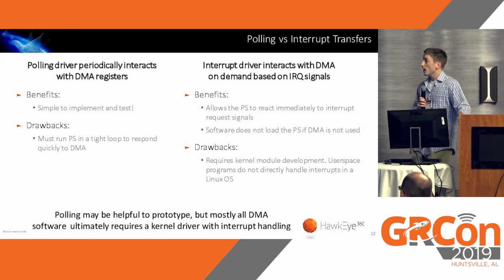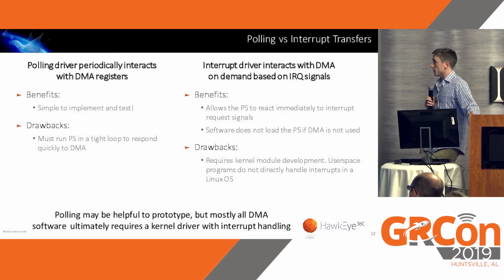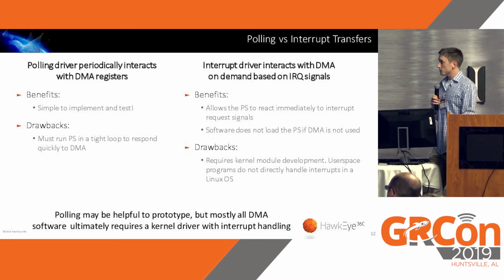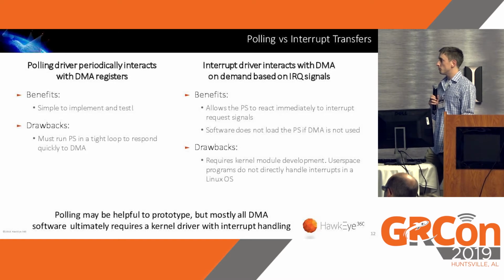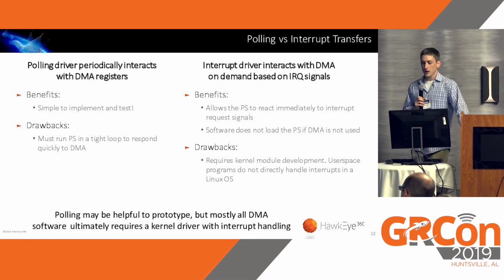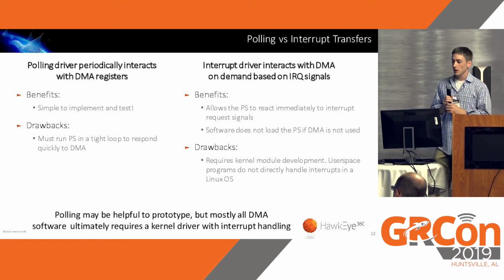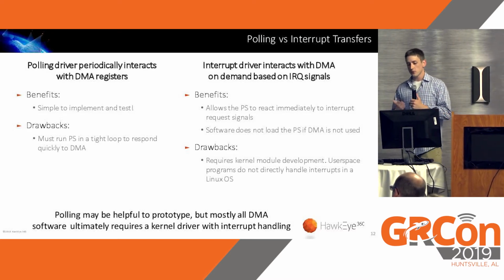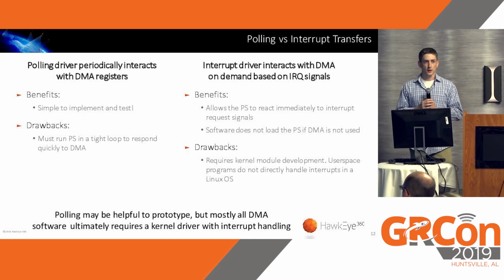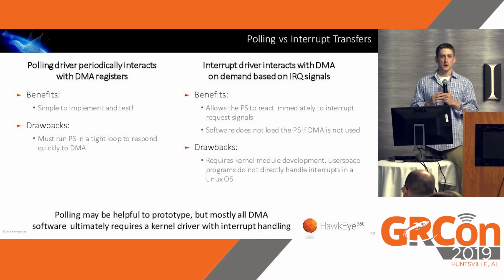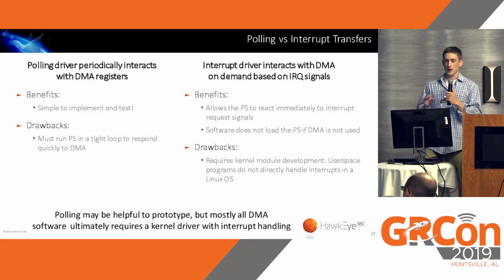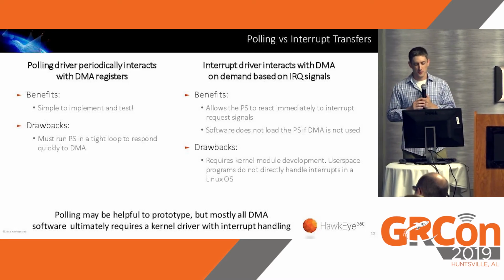On the other hand, the other software option is using an interrupt driver. And ultimately, DMA software is going to use a kernel driver because you have to be able to service the interrupt request, which is not something you can do in userspace. It's more difficult to do because you have to write a kernel module. But we're here for software-defined radio, and it kind of fits in the five overlapping Venn diagrams that Robin showed earlier. So, I got to do it.